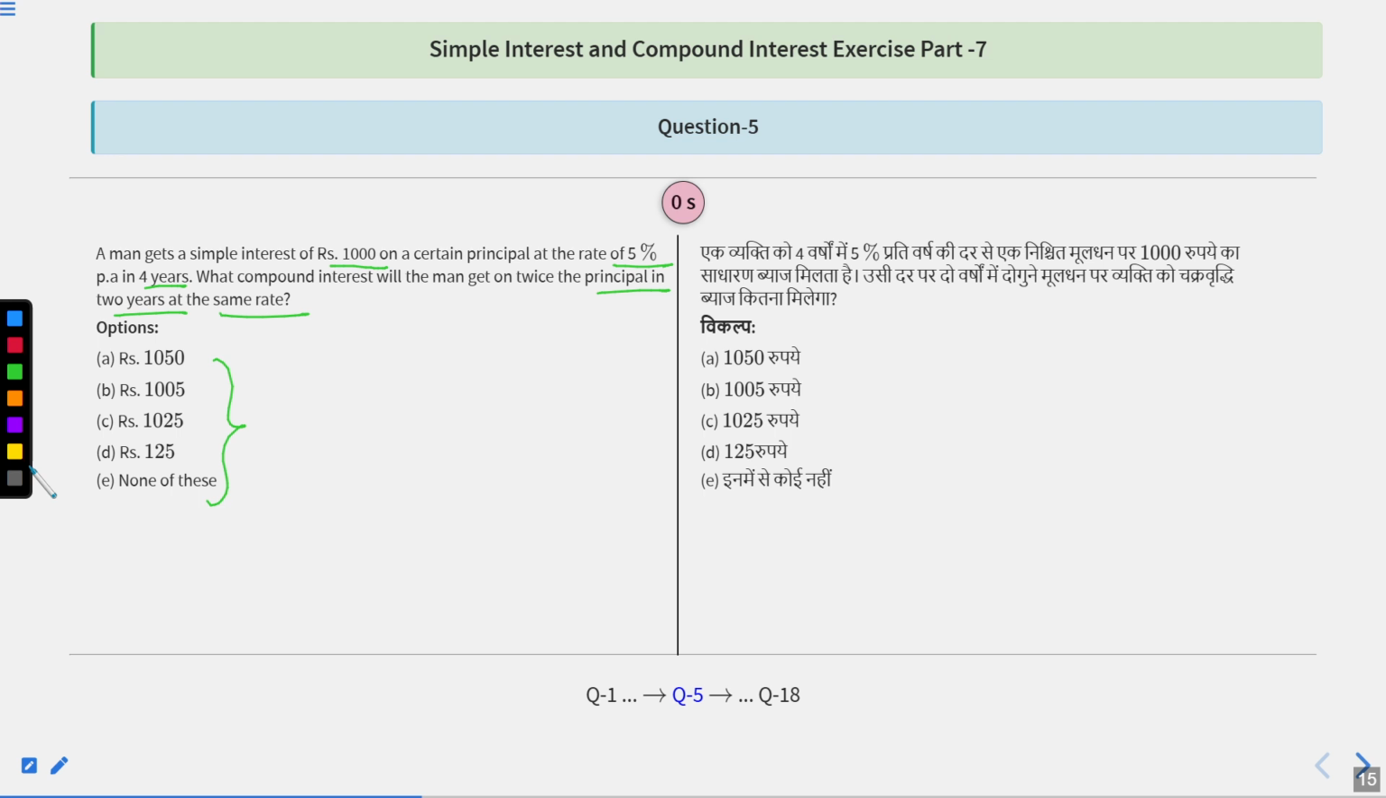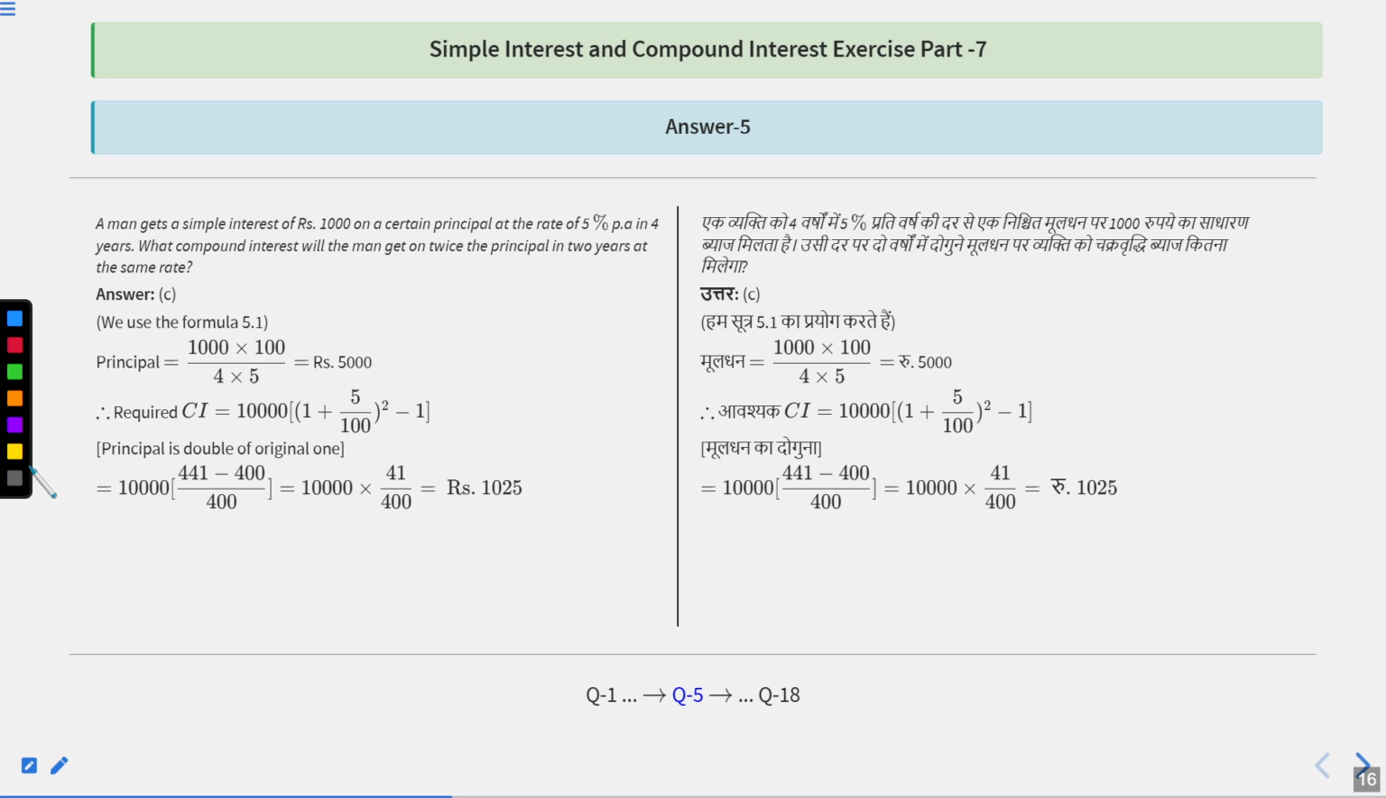Now time's up. Let's see the solution. We can calculate by the formula because it is given that a man gets simple interest of rupees 1,000. First we use the simple interest formula for calculating the principal. We know the simple interest is 1,000, we know the rate of interest, and we know the time, which is 4 years. So we can calculate the principal, which is 5,000 rupees. Principal equals simple interest multiplied by 100 upon time into rate of interest.